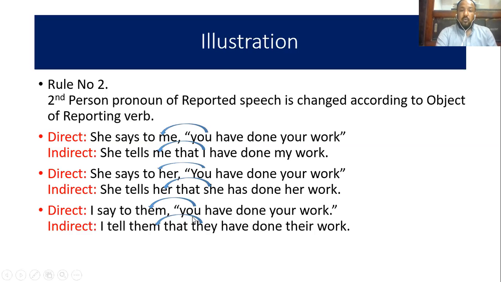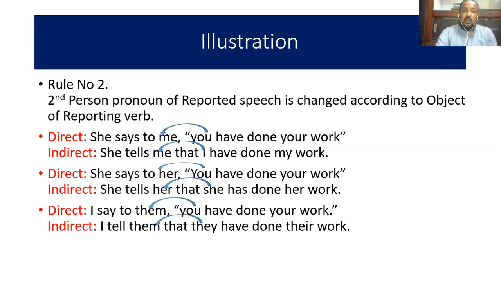Simultaneously, I said to them, "You have done your work." Now see, I tell them that they. Why they? Because you is plural, the second person. Second person changes according to the object, and here the object is them. So what is the subjective case of them? They. So we are going to use here they. See, I have given all the conditions right over here for your easy understanding. Repeat them by yourself.